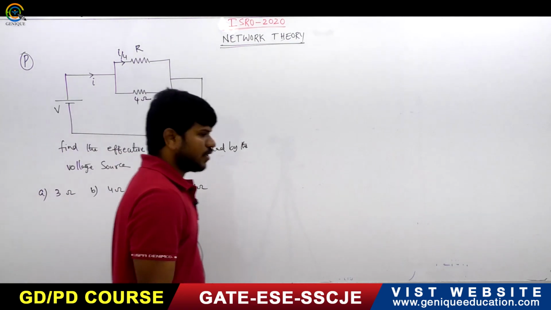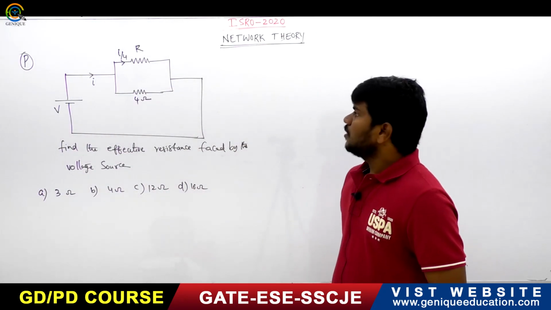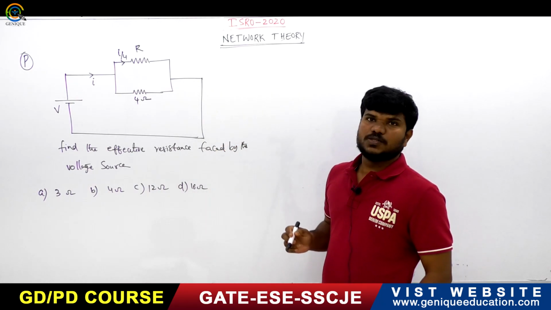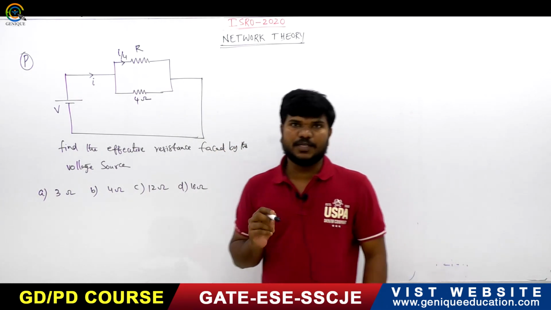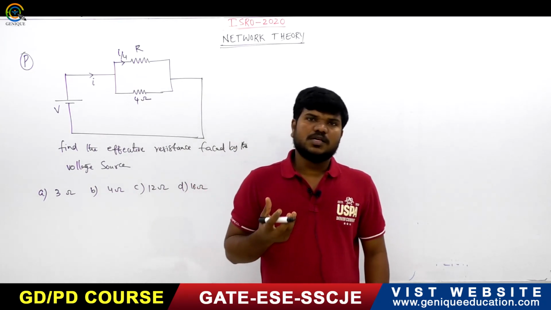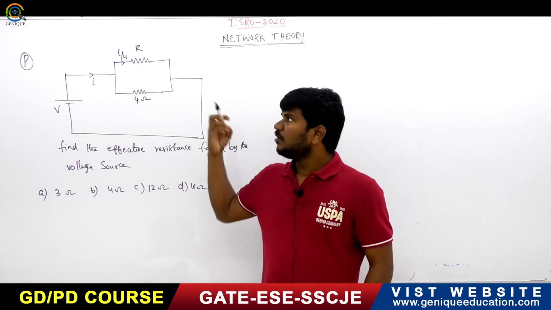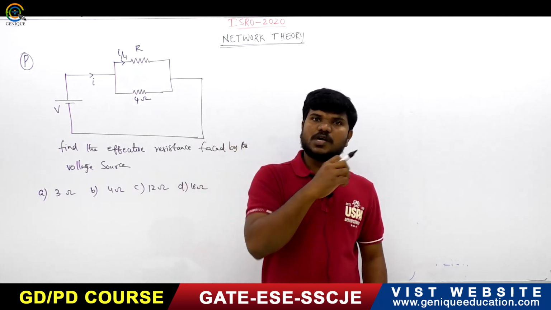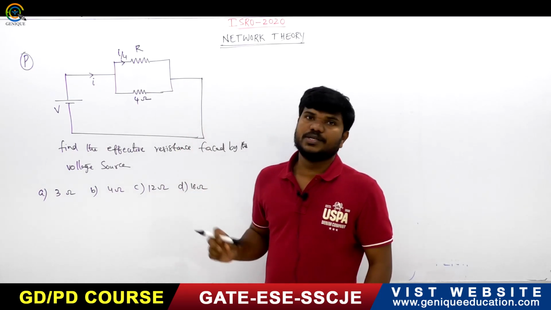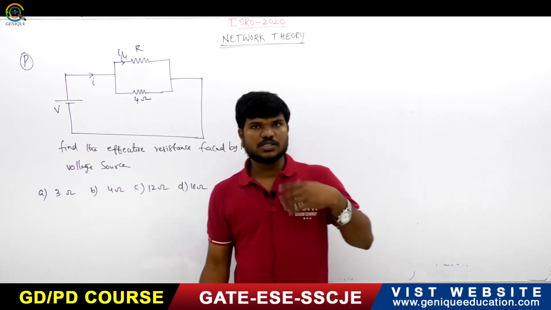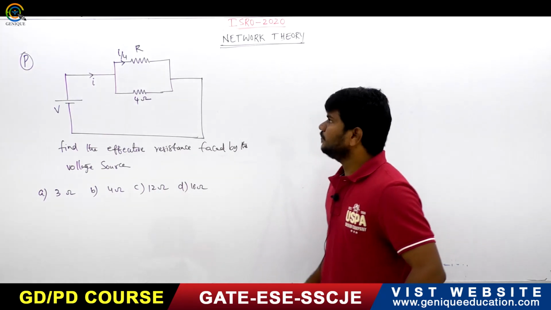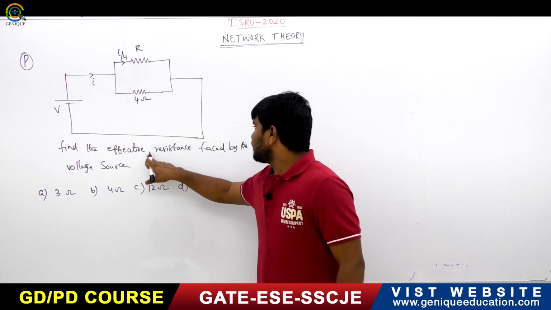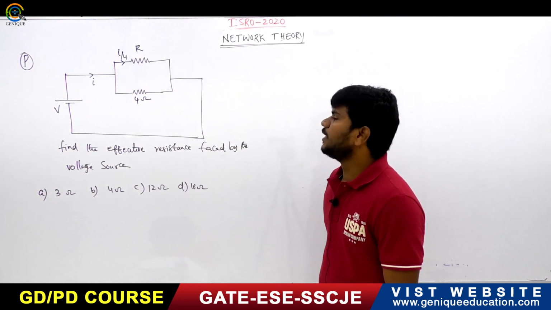So this is the circuit given. What we have to find is the effective resistance faced by the voltage source. It is given in ISRO 2015. Here we will solve some important previous GATE questions and ISRO questions, because the standard is the same, so that your concept improves.